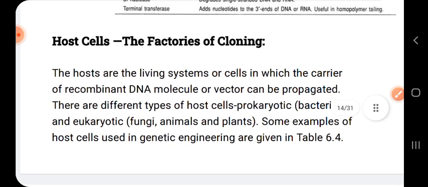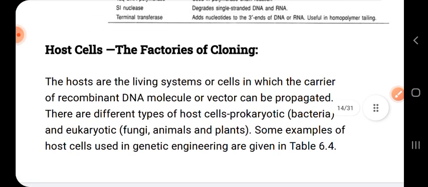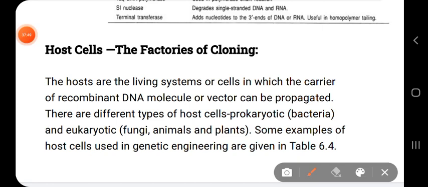Now the host cells. The host cells are the second thing which are required for the cloning experiments, and for expression of the vector, for expression of our desired DNA, we need host cells. So the host cells are living systems or cells in which the carrier of recombinant DNA molecule or vector can be propagated. To increase the number of our recombinant DNA molecule contained in the vector, we need host cells, where we have to introduce that recombinant vector having our DNA of interest into that host cell.